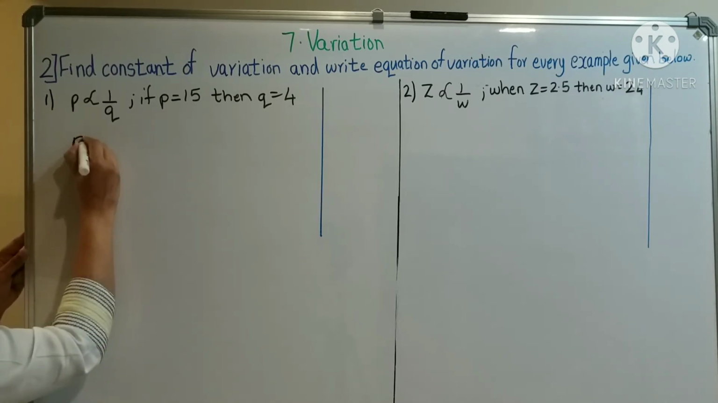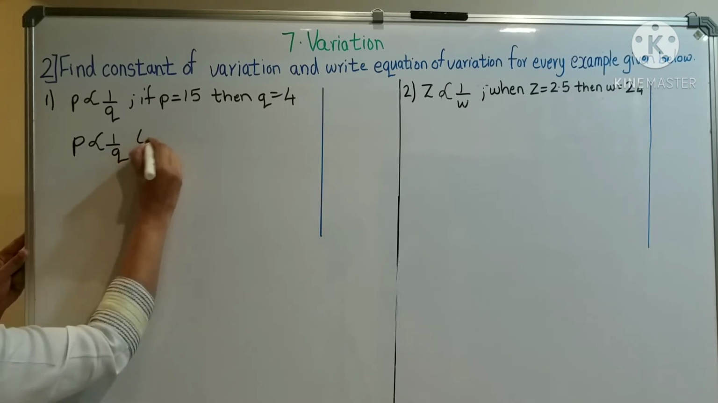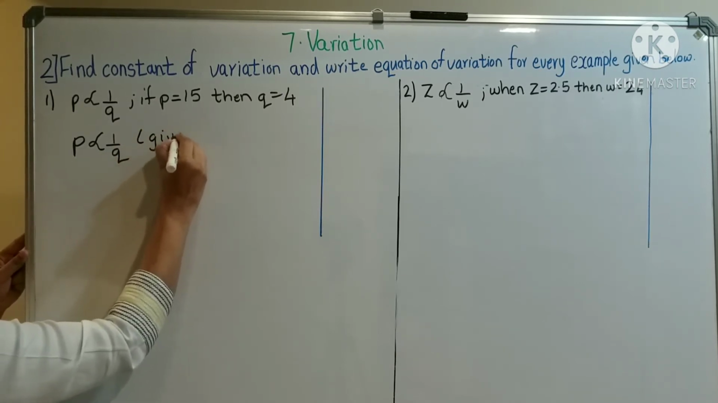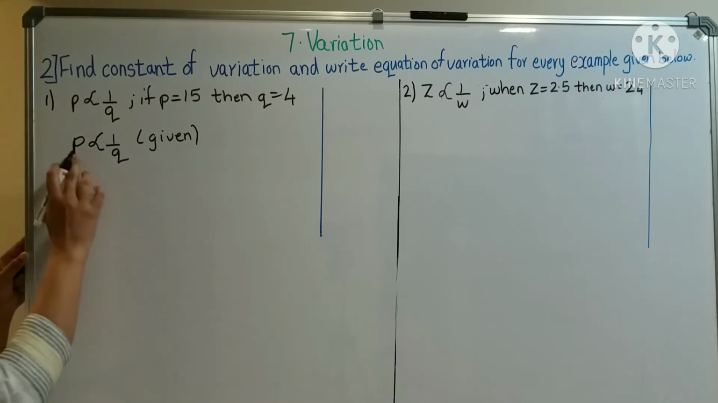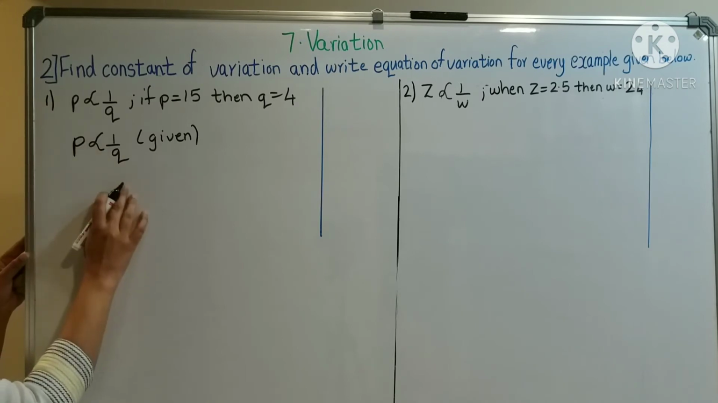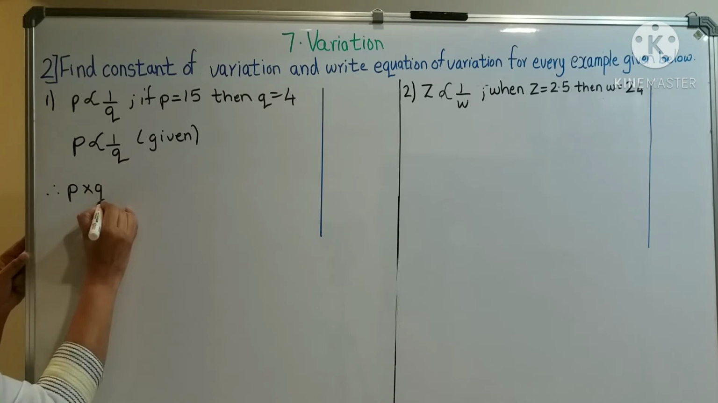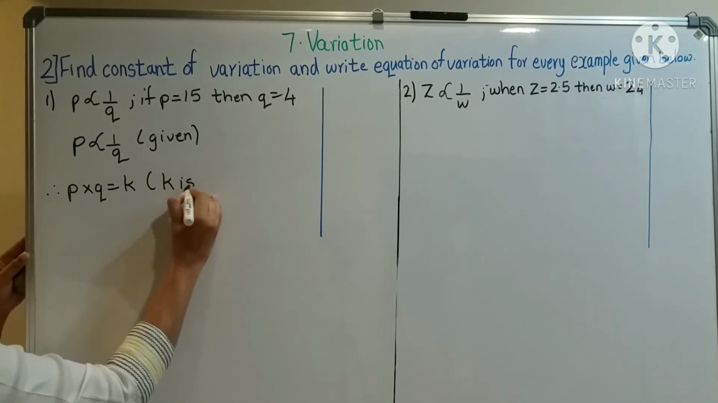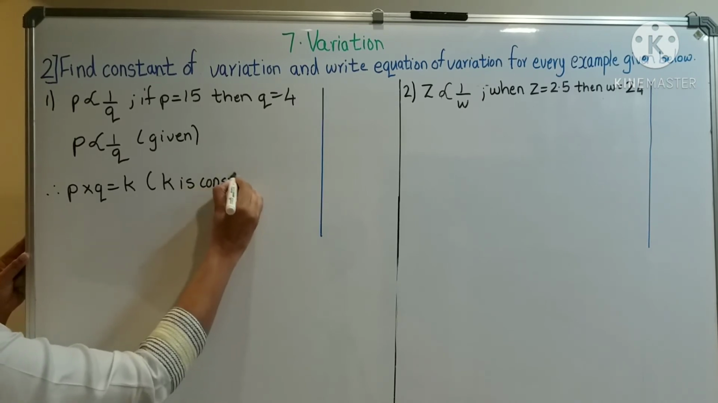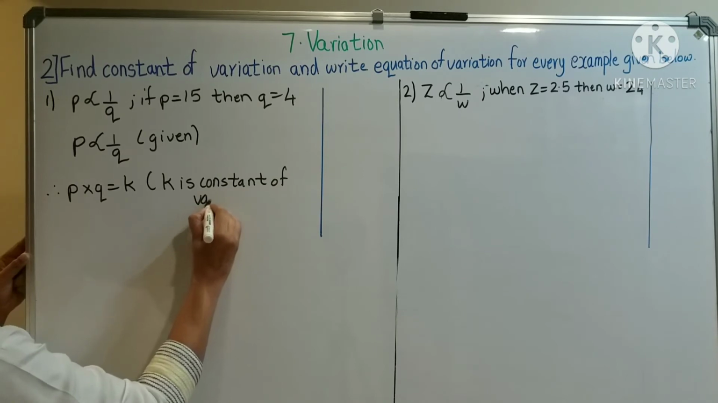P inversely varies to Q. This is given. Now you know that in case of inverse variation, the product of two quantities is constant. Therefore, P into Q is equal to K, where K is the constant of variation.